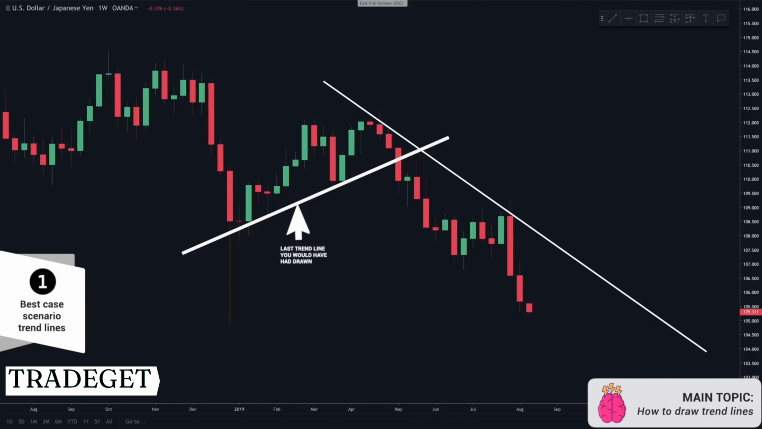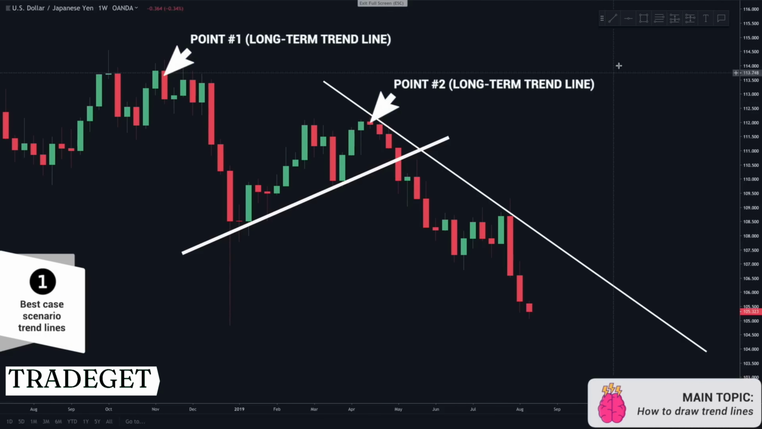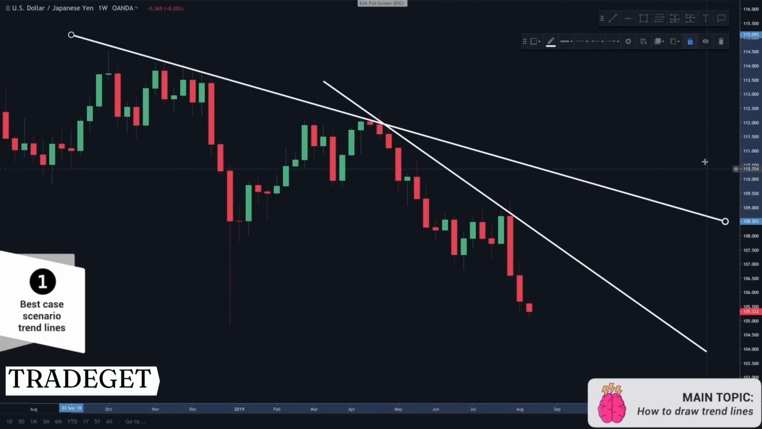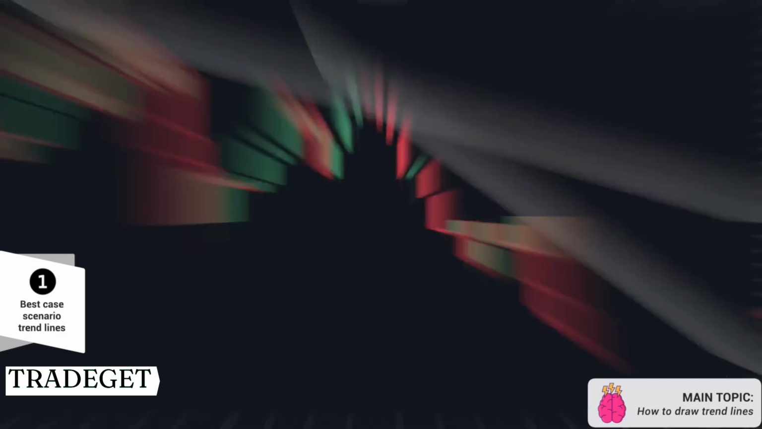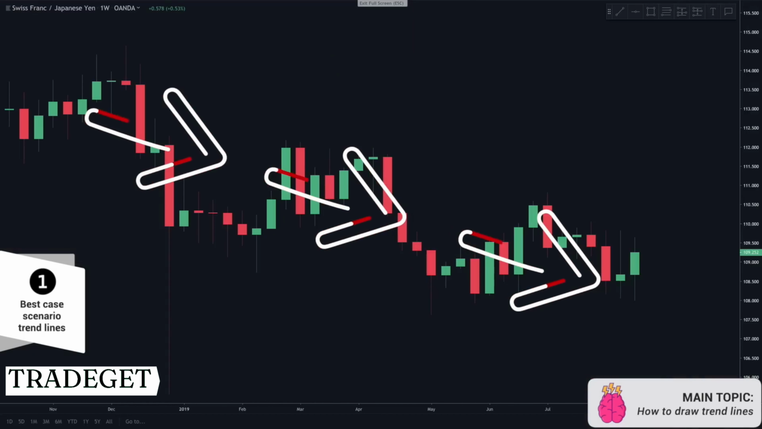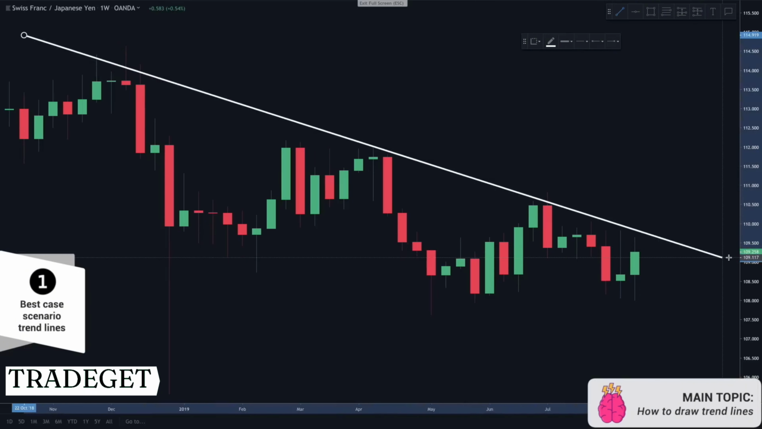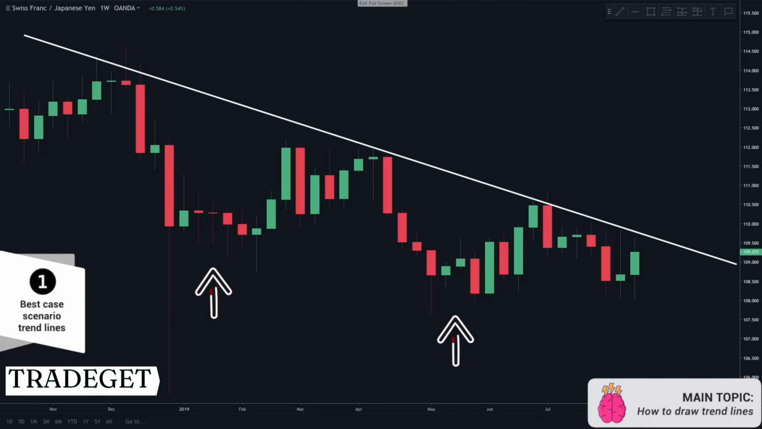So here was your last trend line that would have been drawn before price broke the trend line. Now, if you want, you can also draw this longer term trend line along these higher points like this. So next, here's your moving downtrend. And again, we connect the swing highs along the top and the swing lows along the bottom.